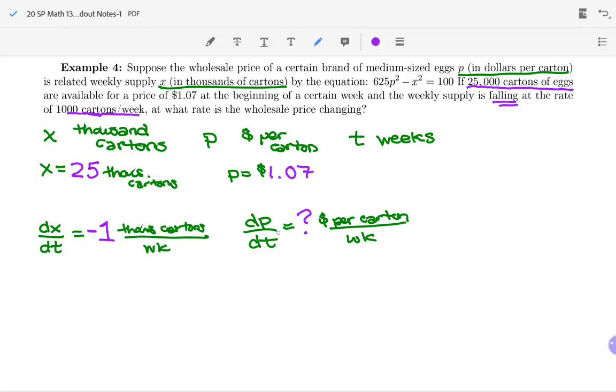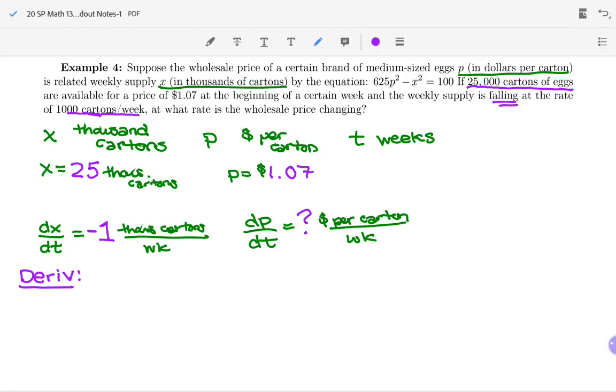So I don't really know what we should do with our price when the supply is falling by 1,000 cartons per week. So let's find out. After we do our whole setup, we're going to show our derivative with respect to time.